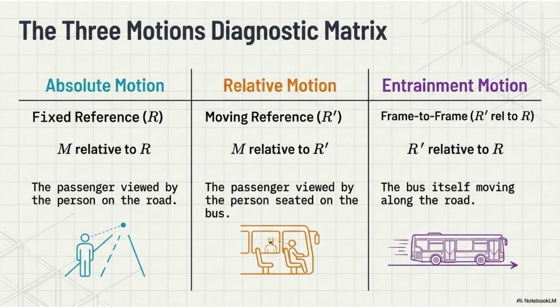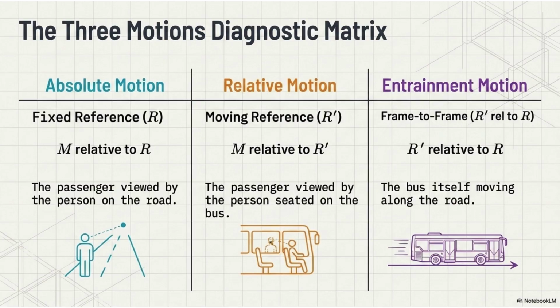We now need to distinguish carefully between three different types of motion. The first is absolute motion. In this case, we use the fixed reference frame R, and we describe the motion of M relative to R physically. This corresponds to observing a passenger from the road.